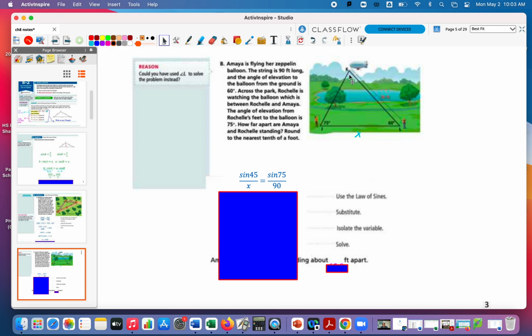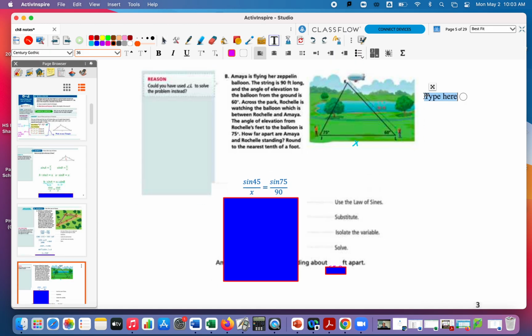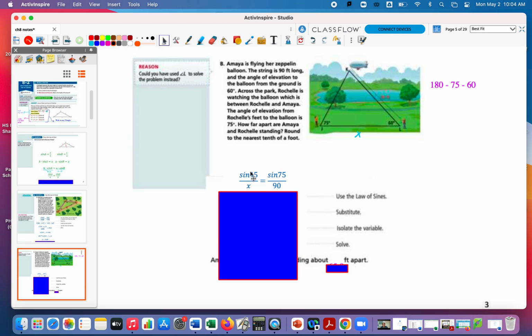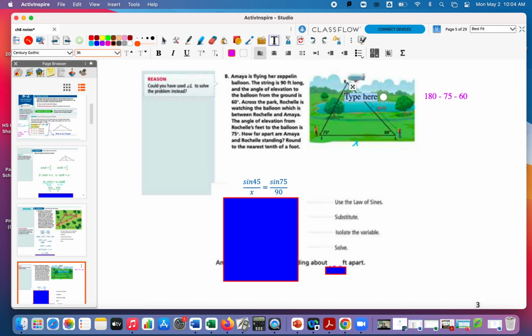So notice in this case, what I might actually do first is find my missing angle. I forgot to type that in here, but I could do 180 minus the 75 minus 60 to see what we end up with, which should be 45 degrees. And now I can set up my ratios. I use sine of 45 over X. So this angle over here is my 45. I can fill that in if that helps.